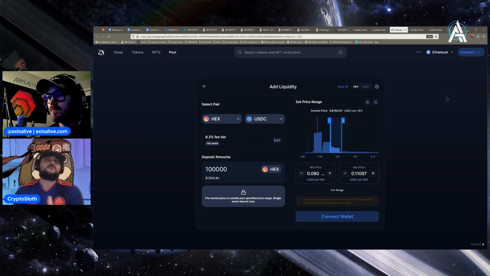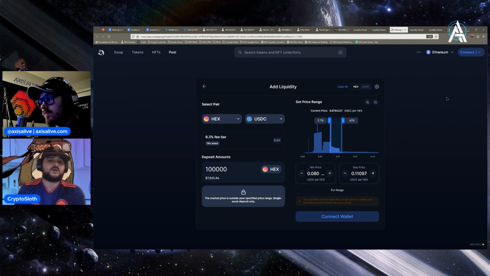So first, let's talk about impermanent loss. Impermanent loss is the difference between the value of the coins that you have once the price moves within your range, or outside of your range, versus what you would have had if you just held your coins. Now, when you're providing a liquidity position, you're allowing other people to trade with your coins. You're taking either side of the trade. So if somebody wants to buy HEX, you're giving them your HEX, they're giving you USDC. If someone wants to sell HEX, you're giving them USDC, and they're giving you their HEX.